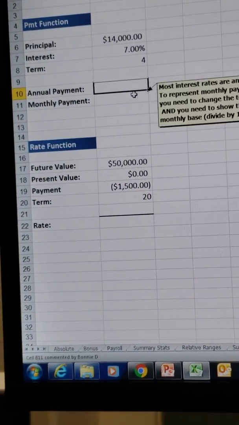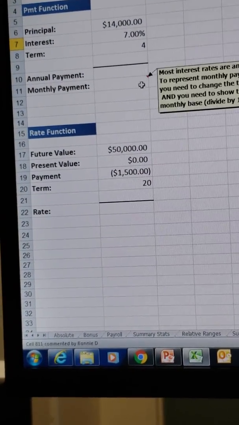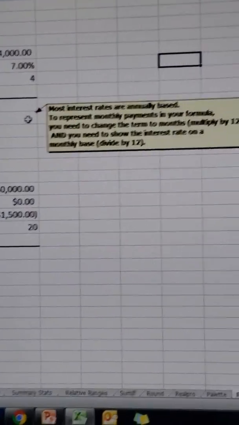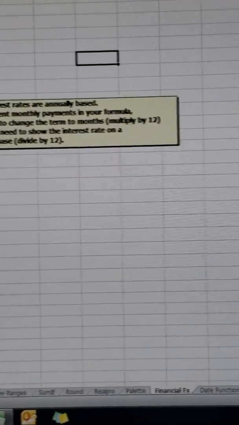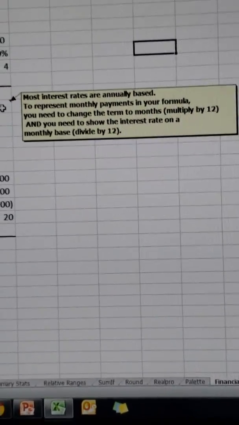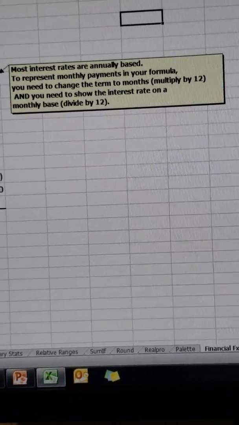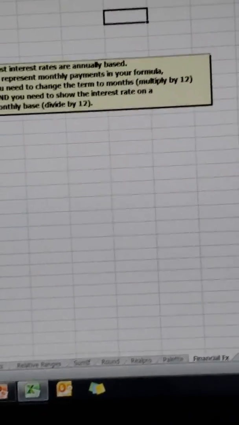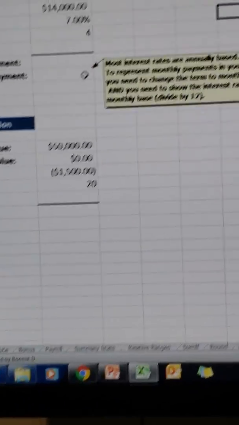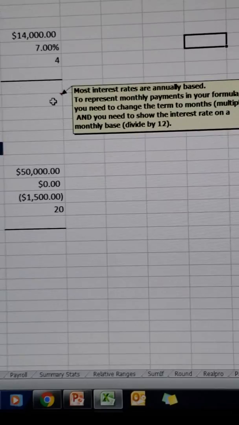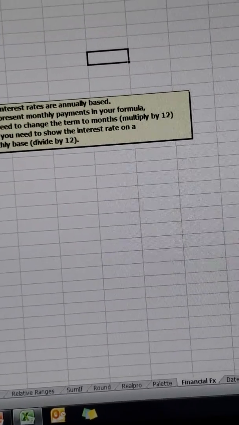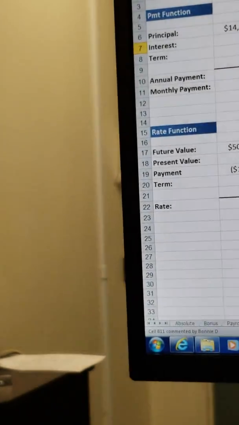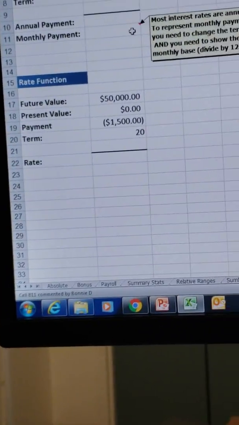Now, did you notice when you hover your mouse over, what is that, B11? Let's take a look at that. Most interest rates are annually based. To represent monthly payments in your formula, you need to change the term to months, which is multiplied by 12, assuming you're making one payment each month. And you need to show the interest rate on a monthly basis. So that has to be divided by 12. Okay. So you can refer to this cell if you need to.